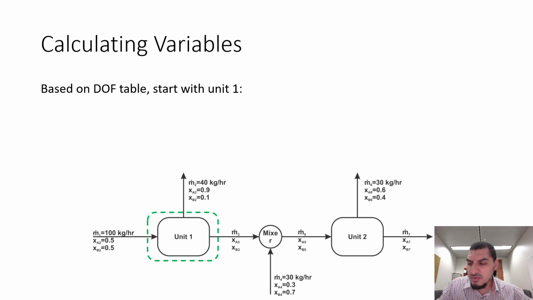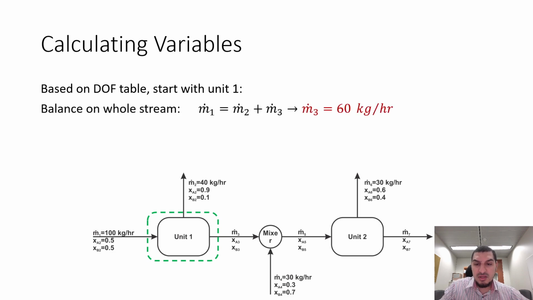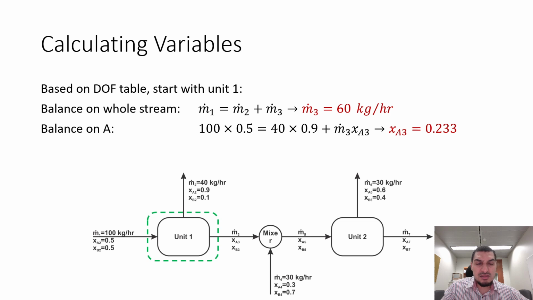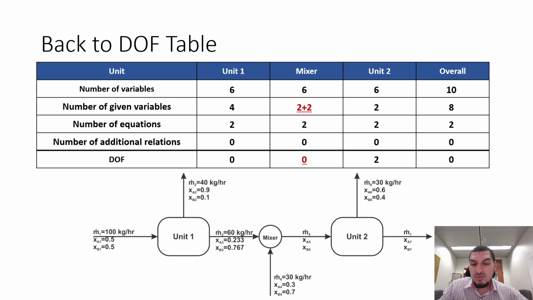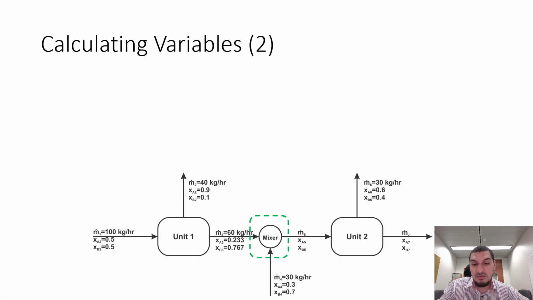The mass balance is going to be very straightforward. So for unit 1, we have total mass balance. We can directly calculate M3. A balance on A or B will make us calculate XA3, and then XB3 is 1 minus XA3. Now the important part that I'm interested in is the update of the degrees of freedom table. So this will make the number of variables here 4, and the degrees of freedom is 0, which makes us able to solve the mixer.